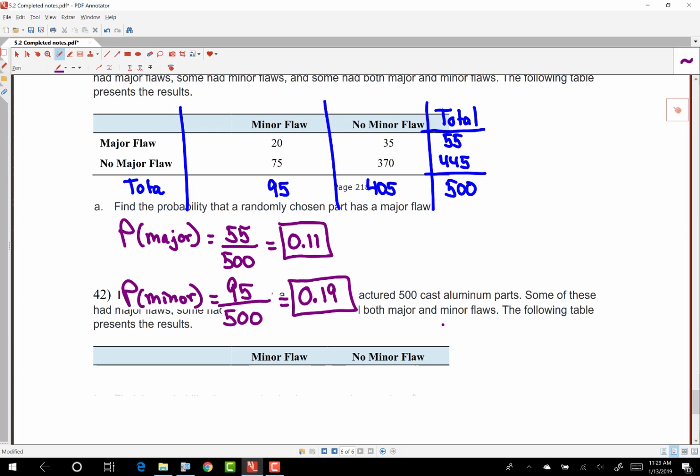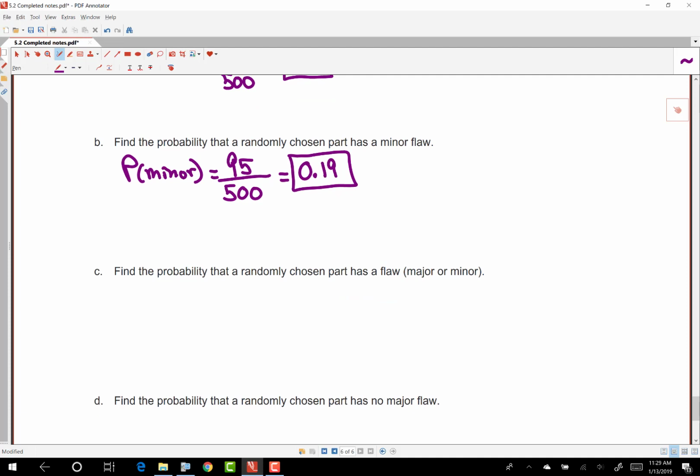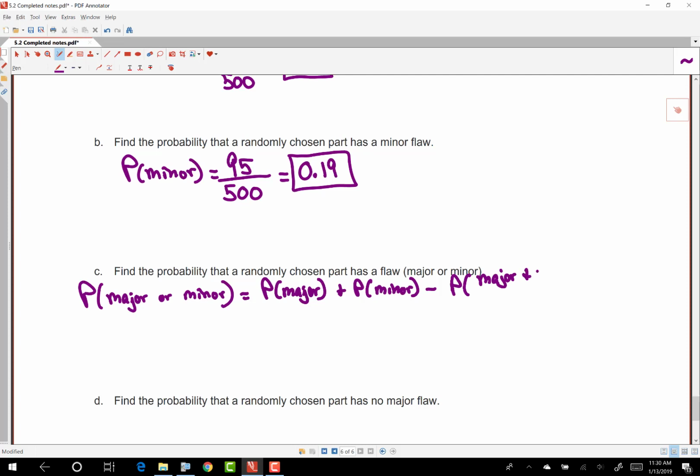Okay, and then for part C, it says find the probability that a randomly chosen part has a flaw. It could be major or minor. So we want the probability of major or minor. Well, or is that big red flag that you want to use the addition rule. So that's going to be the probability of major plus the probability of minor minus the probability of major and minor at the same time.